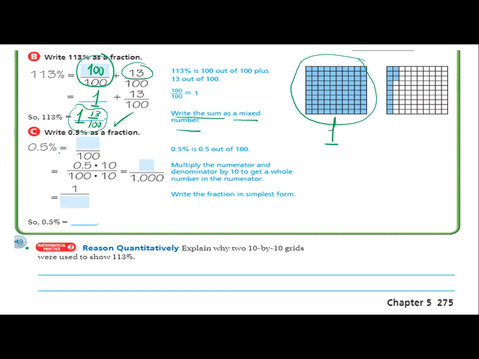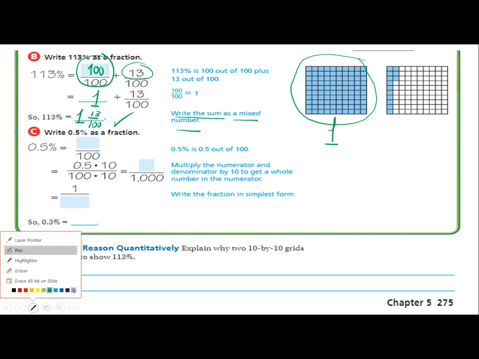Let's take the third item. Muhammad Isam again, please focus and answer with me. How can I write 0.5% as a fraction? What should I write out of 100 here? 0.5%.